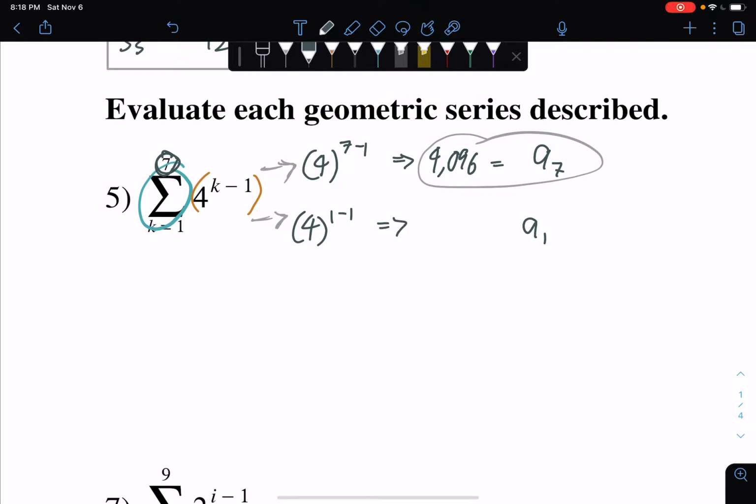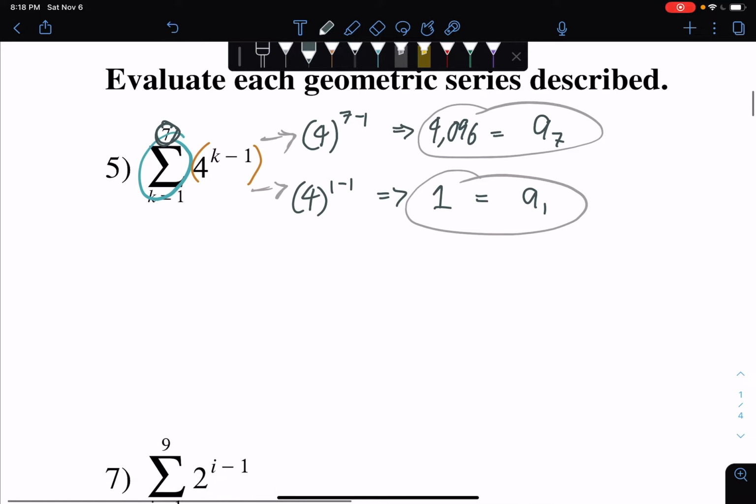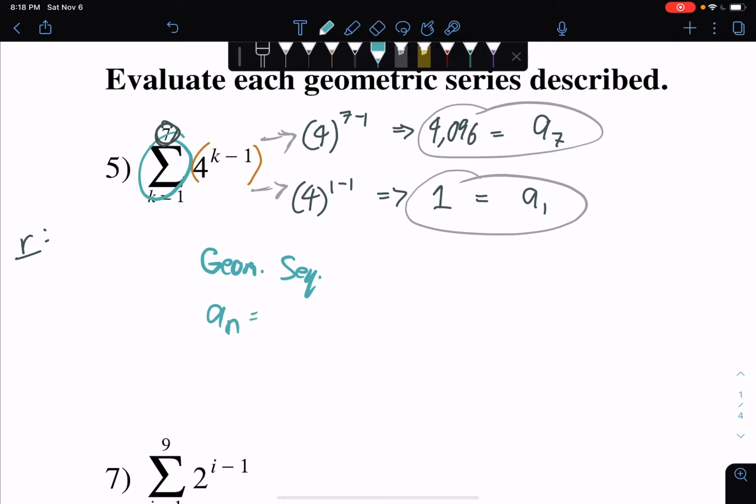Now, 4 raised to 0, we have 1. 1 is equivalent to a sub 1. Alright, let's find r, our common ratio. In order to find the common ratio, this is the traditional technique, the long cut. Basically, we'll be making good use of the geometric sequence formula, which is what we learned in the past video. A sub n is equivalent to a sub 1 r raised to n minus 1.